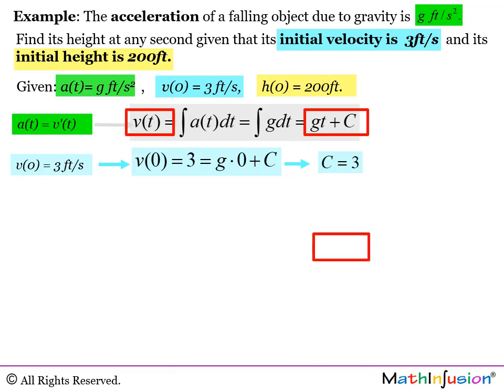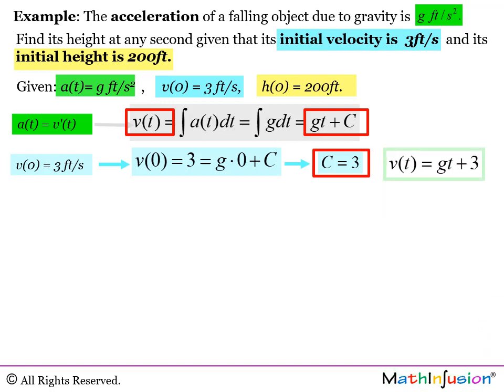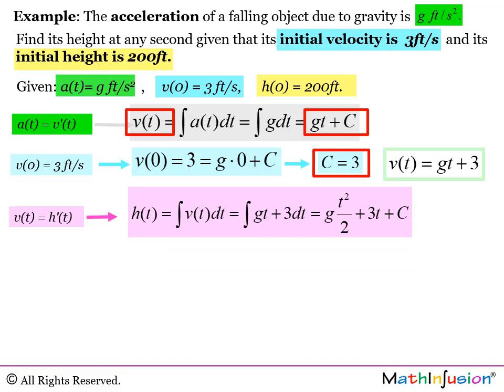Because we have that, we are going to replace now the equation for the velocity. We have a better equation. It is g times t plus 3. Now we will continue building up. We know that if we differentiate the height, we will get the velocity. It means that to get the height, I need to take the antiderivative of the velocity. So it is the integral of gt plus 3 dt.